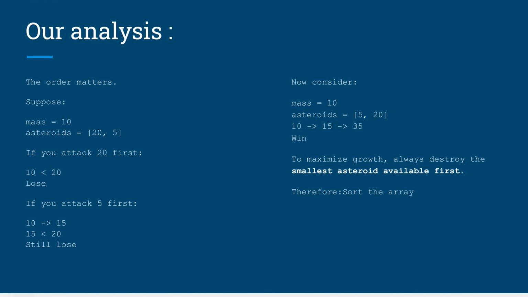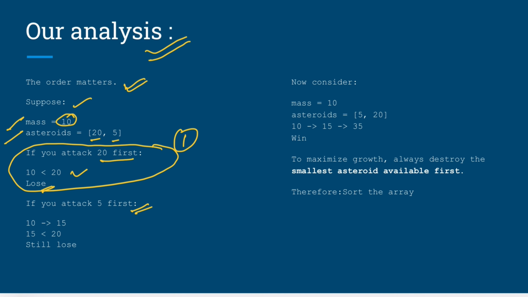Let's understand our analysis, guys. Very important: the order matters. Why does the order matter? Let's suppose we are given mass 10 and asteroids 20 and 5. If you attack 20 first, 10 is less than 20, which means we will lose, correct? There are two cases: when we attack 20 first, and when we attack 5 first.